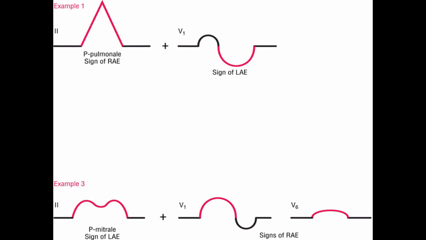So don't get confused if you see signs of both. That just means that you have both. So don't overthink this. If you see signs of both, that means you have both. And we're going to document that as biatrial enlargement.